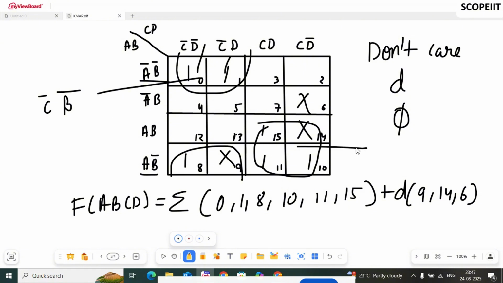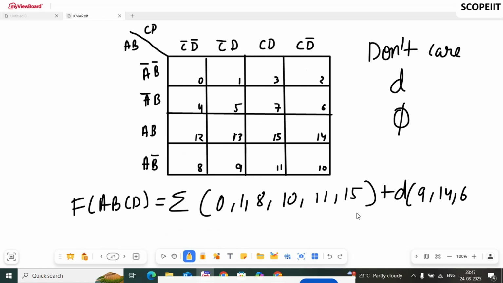Then the equation for this one, take it horizontally, what is common between this and this? So it's A. Then take it vertically, what is common between this and this? So it's C. So it will be your AC. So the final answer for this one will be AC plus B bar C bar. That is basically the meaning of don't care. Mostly in exams they will ask questions based on don't care. Normal questions they very rarely ask. So that's all with SOP.